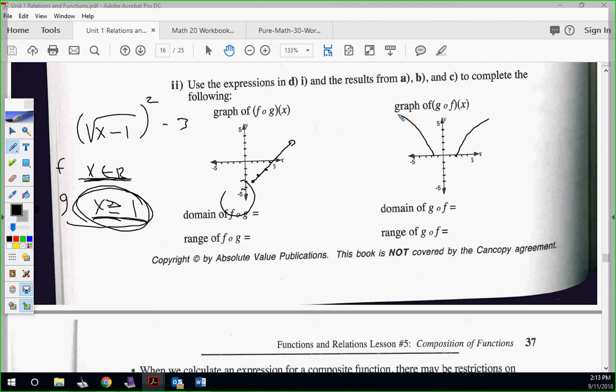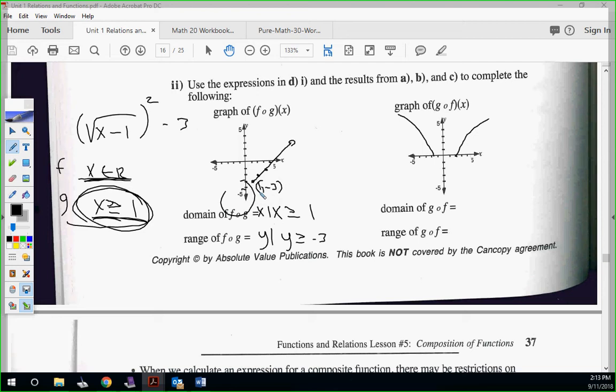So domain of this one, of f of g, is x greater than 1. The range is going to be what then? So what's this point here? Where's it at? It's at negative 3, right? So, sorry, why is this negative 3? Because we've moved over. It goes through negative 4, but at 1, it starts at negative 3. So this point was 1, negative 3. So that's where the range has to start, too.